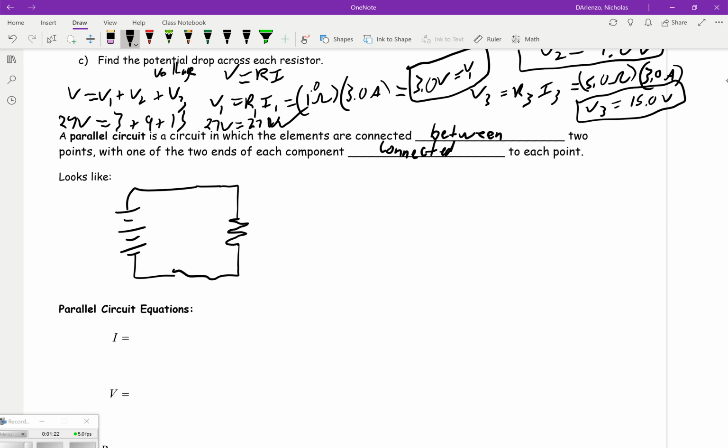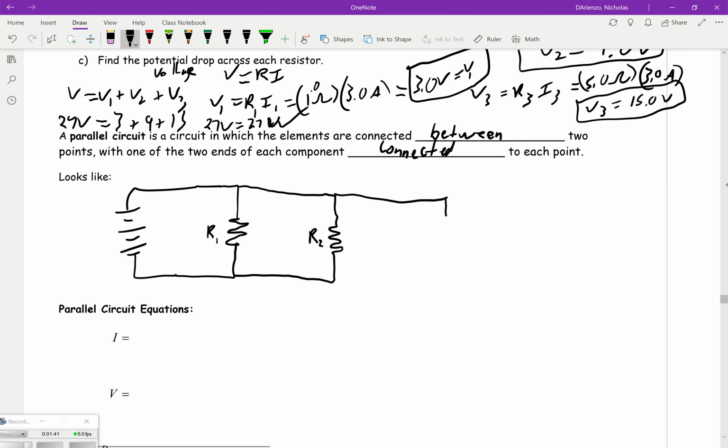That's our resistor. That's a poor connecting line. We'll connect this over. We'll call this R1. I'm going to do a couple more. We'll call this resistor R2, and we'll put another one in here. We'll call this one R3. So this is a simple parallel circuit.